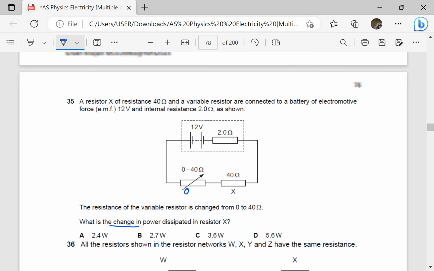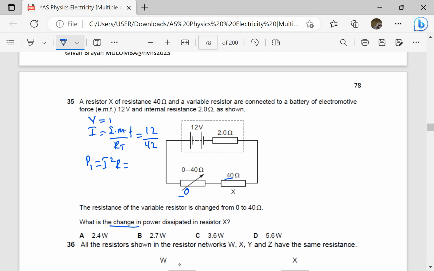So we note very well that if it is at 0, current is equal to EMF over total resistance. So EMF is 12. Total resistance will be 0 plus 40 plus 2, which is just 42. So that is the current. Then we know that power, I will call it power 1, is going to be equal to I squared times R, which is 12 divided by 42, squared, times R. Remember we are finding power across X, so that is times 40.